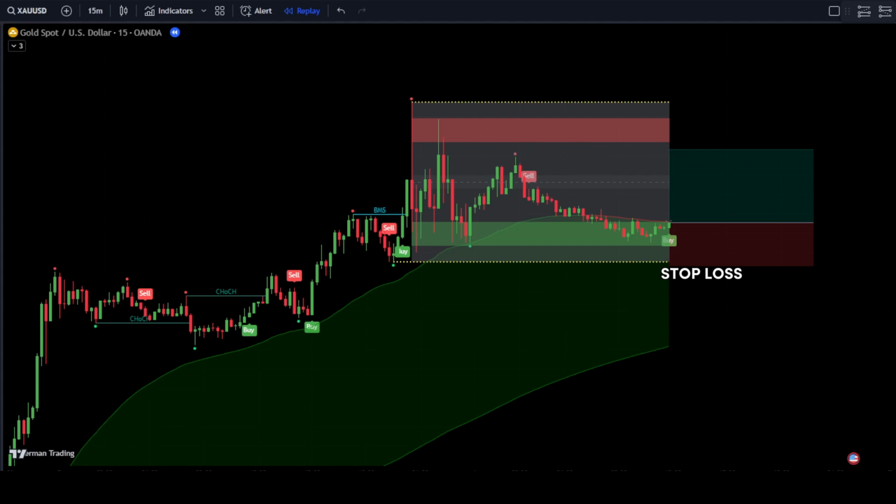Place the stop loss below the premium zone. Use a target take profit with a risk to reward ratio of 1 to 1.5.